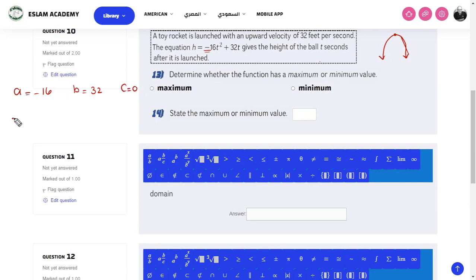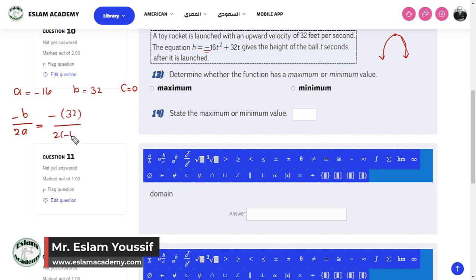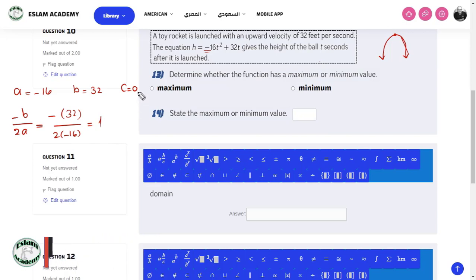Now we need to find negative b over 2a. By using substitution, it will be negative 32 divided by 2 multiplied by negative 16. The answer now will be equal to 1. To find the y-coordinate of the vertex, just by using substitution, replacing t with 1, it will be negative 16 multiplied by 1 to the power 2 plus 32 multiplied by 1. You will find that h is equal to 16. So the coordinate of the vertex now will be 1 and 16.